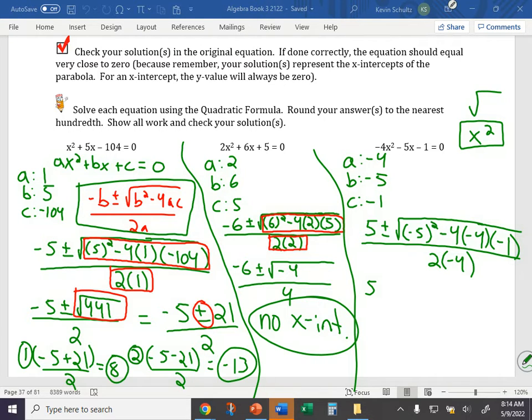If you got -41, then you did not put parentheses around -5, and you only squared the 5 and not the -5. If you got regular 41, then you forgot a negative sign somewhere in here.